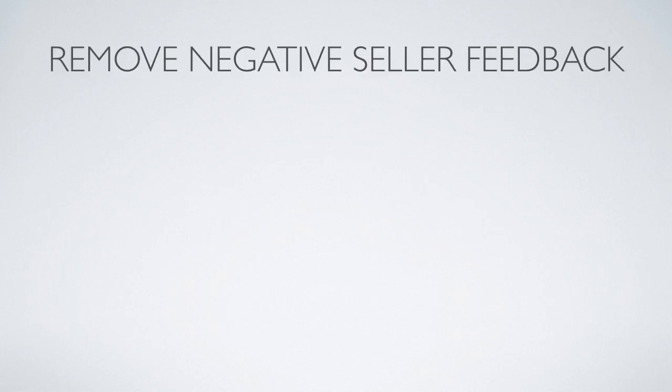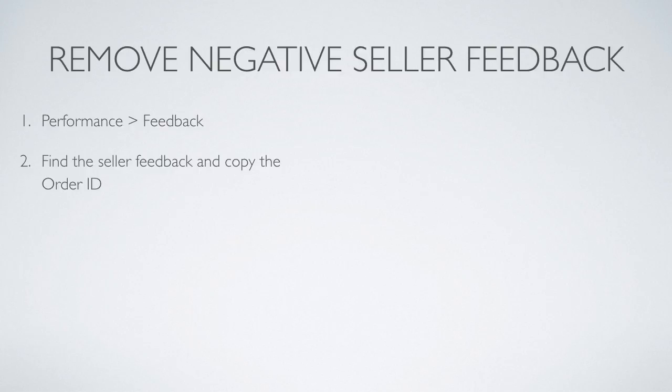So here's the process of removing negative seller feedback. Step 1, go to the Performance tab and then in the drop down click on Feedback. Number 2, find the seller feedback and copy the order ID. So once you go to the feedback drop down option and you click it, then you'll come to a screen where you can see all your seller feedbacks. Find the one that was negative, meaning 3 stars or below, and copy the order ID, which should be in that row. Then in the upper right of the screen, click help.